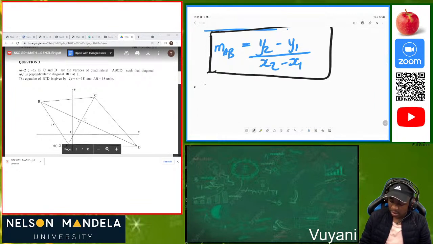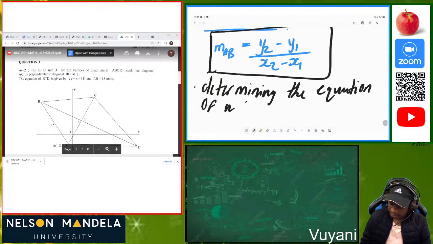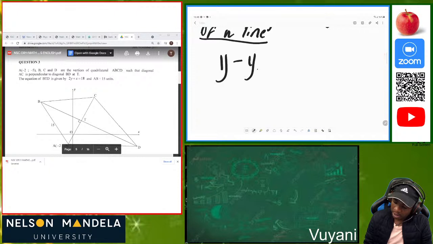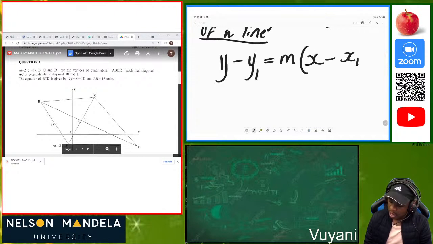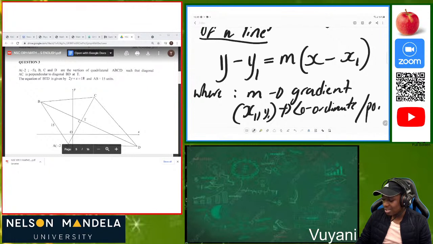Determining the equation of a line. So we have this formula, which is y minus y1 is equal to m(x minus x1), where m is the gradient, and (x1, y1) is a coordinate, or just a point which is on that specific line.